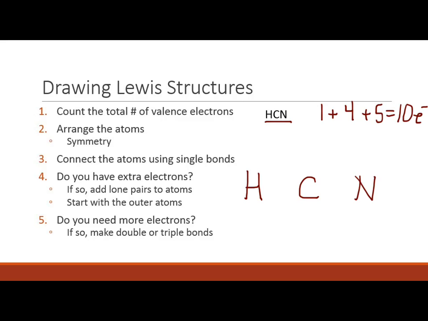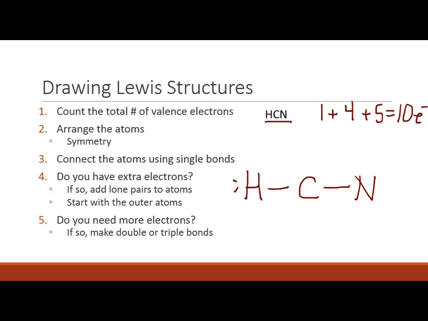I'm going to attach the hydrogen and the nitrogen to that central carbon using single bonds. I still have, let's see, a grand total of 6 more electrons to work with. I'm going to go ahead and start adding these as lone pairs. Now, can I add them as lone pairs over here on the hydrogen? No, because remember that hydrogen maxes out at 2 electrons, right? It can't handle any more than that.